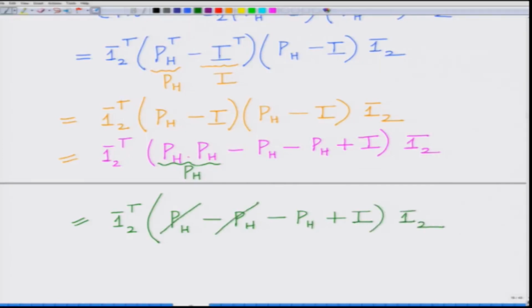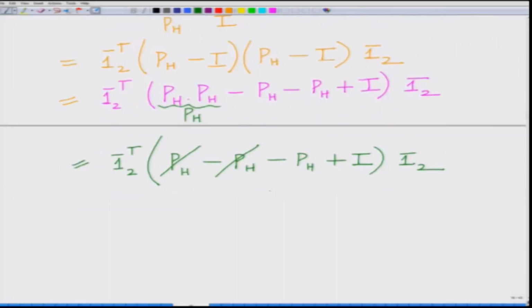So, these two P_H cancel, and what we have is equal to 1 bar 2 transpose times (I minus the matrix P_H) times 1 bar 2. This is the expression that we have developed for the approximation error so far. We can simplify it even further.